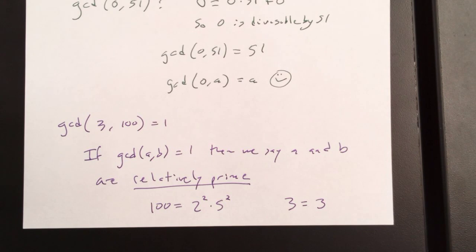Now I get the idea. My numbers are relatively prime because they don't share any prime factors. The primes in one don't appear in the other, and vice versa.